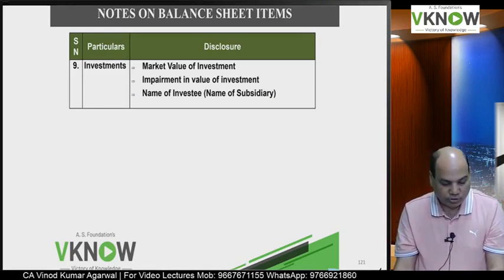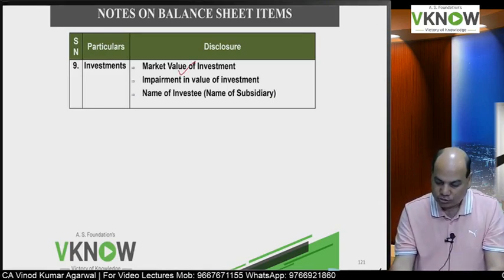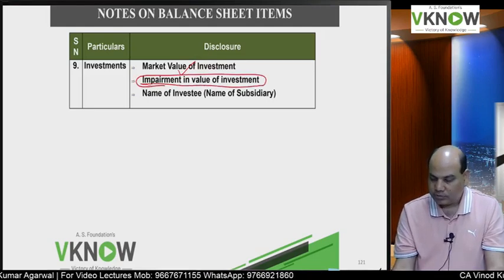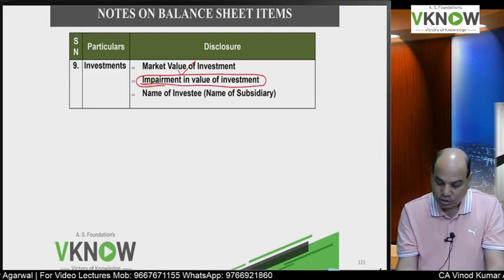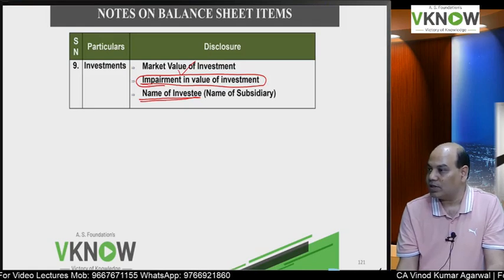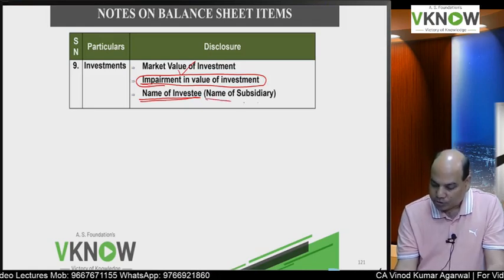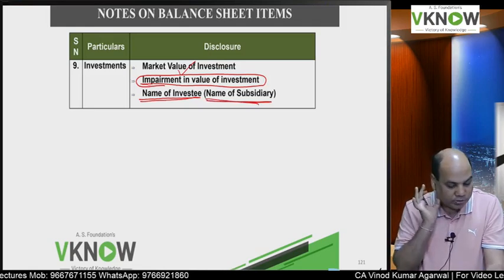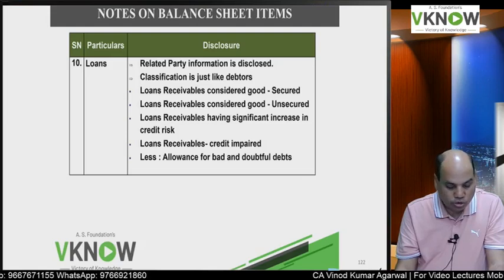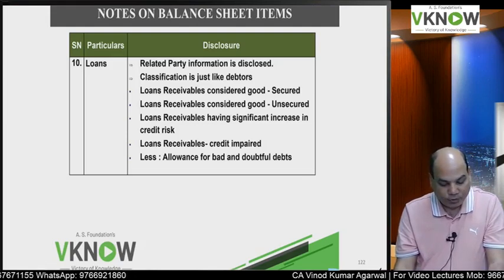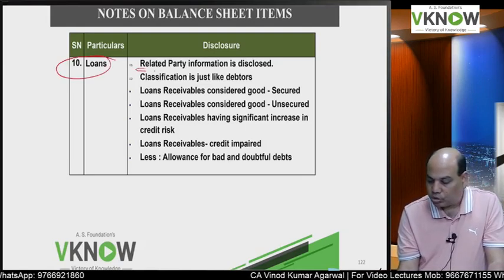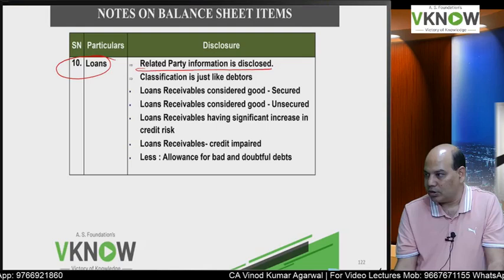What about investment disclosure? Market value you have to disclose. If there is any impairment in the value of investment, that you have to disclose. And you also have to disclose the name of the company where you have invested, that is the investee company's name. If you have a subsidiary company, you have to disclose the name of the subsidiary also. Okay. Then we will come to loans disclosure. If you have given a loan, any loan to a related party will be disclosed separately.